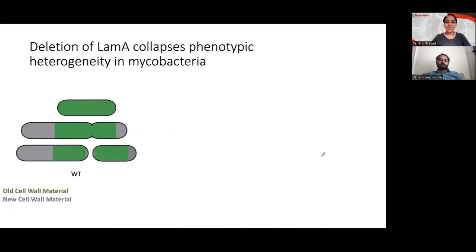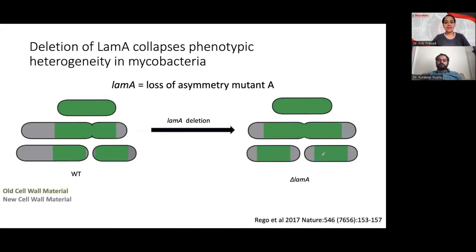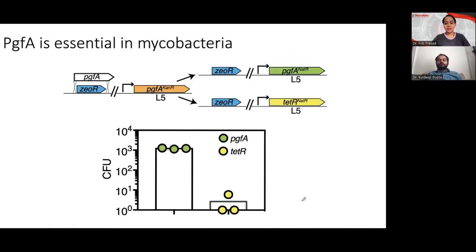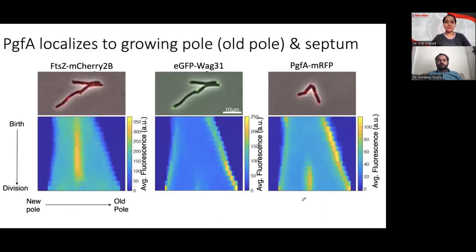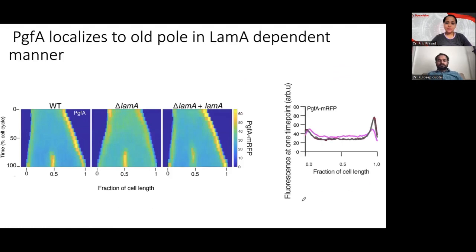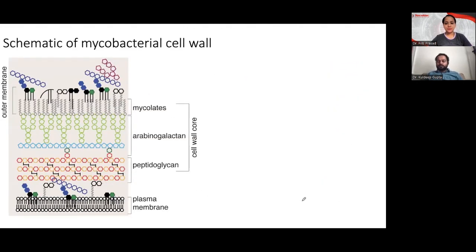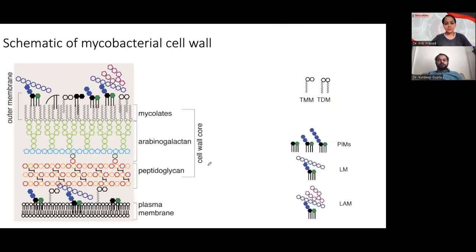The next question is what are LM and LAM? Let me show. LM stands for lipomannan and LAM for lipoarabinomannan. These are glycolipids found in the outer membrane of the mycobacterial cell.